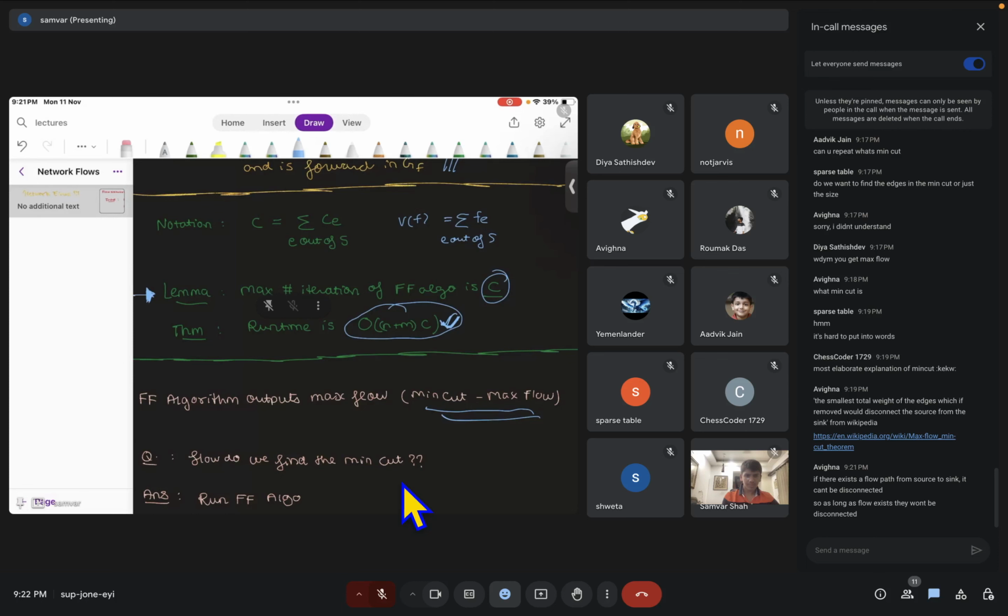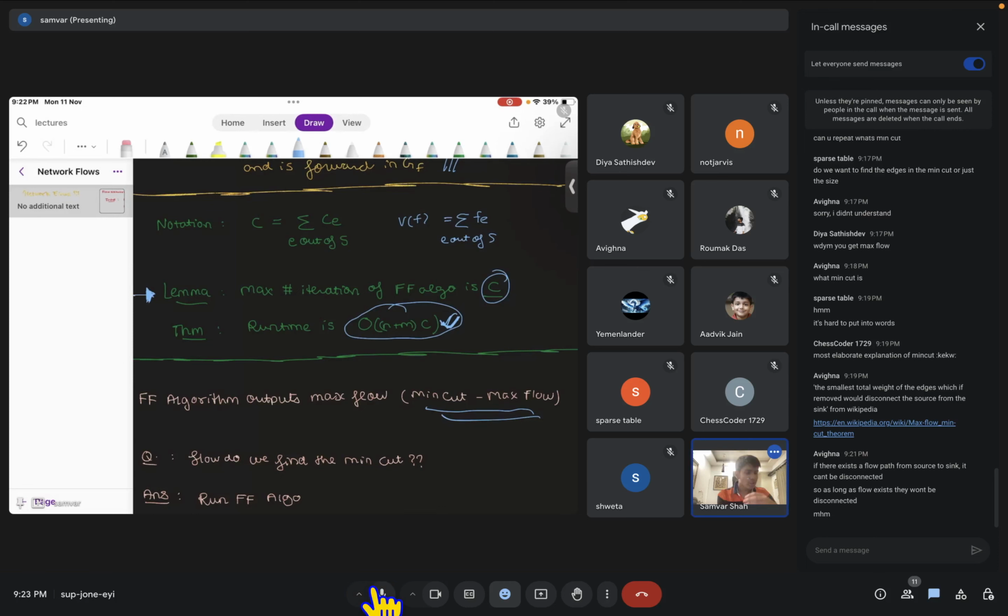Yes, but after you run Ford Fulkerson, that's a very good explanation. So if there exists an S to T path, then it cannot be disconnected. As long as flow exists, it's not disconnected. But when does Ford Fulkerson end? When does it terminate? When there is no S to T path. So when there is no S to T path, you can partition, right? Does that make sense?